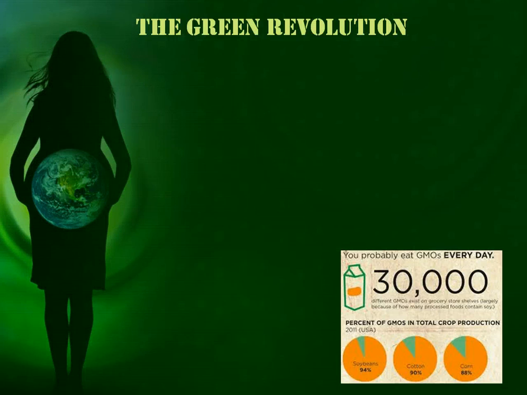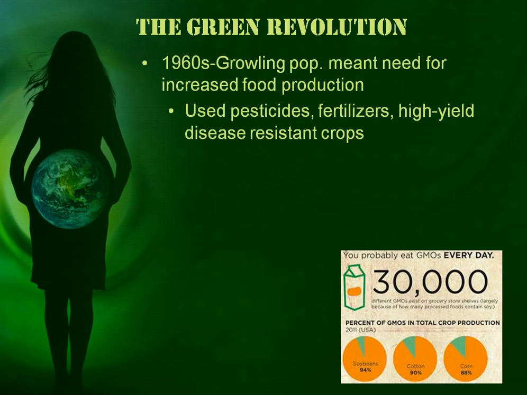The Green Revolution is actually a response to the population issues that we've had over the past 100 years. As population started to increase in the 1950s and 60s, there was a threat of famine, worldwide famine. So this growing population meant that there was a need for increased food production. And to increase this food production, they enacted new types of technology: pesticides, fertilizers, high yield, and disease resistant crops to help increase food production.